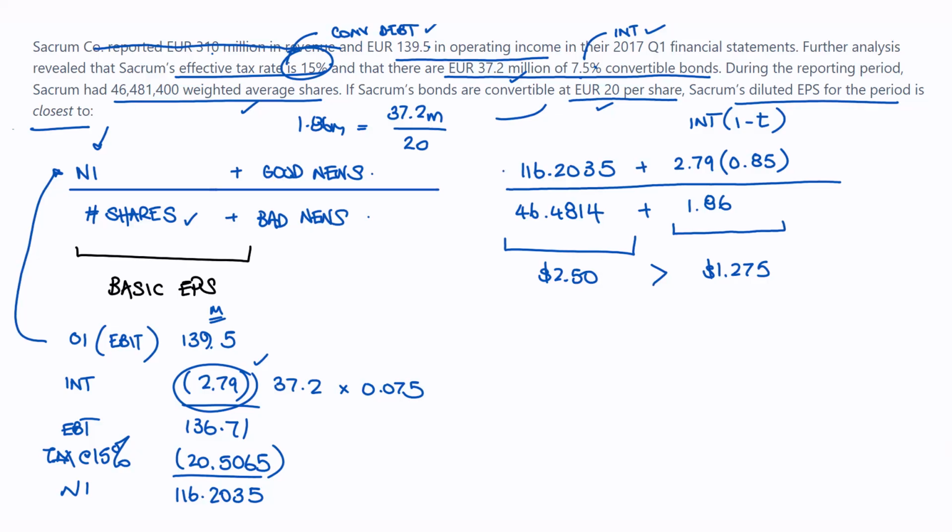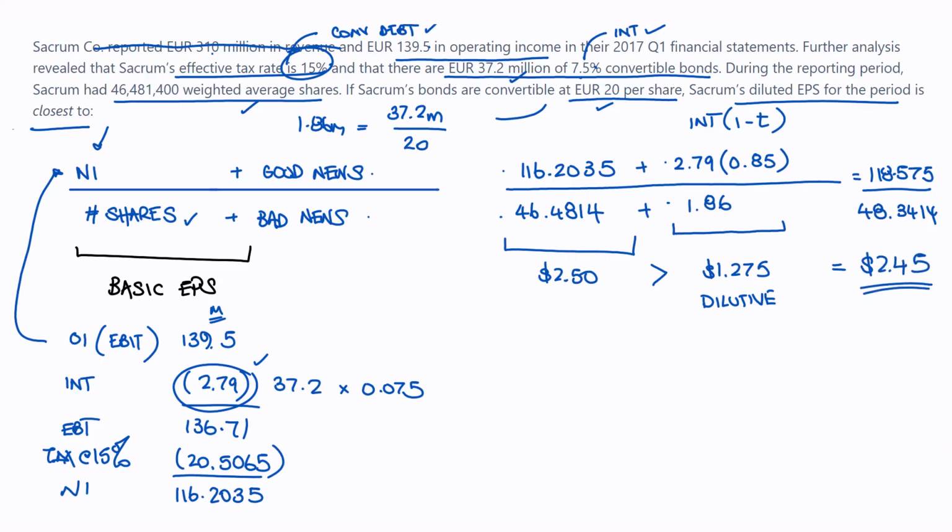Basic EPS says I'm earning $2.50 for every share in issue. If there was a conversion of this debt, I would save 1.275 for every share in issue, which means these items are going to be dilutive. This convertible debt is going to be dilutive. So I'll go ahead and I'll calculate. I get 118.575 million on the top divided by 48.3414 on the bottom. That's a diluted EPS of 2.45.